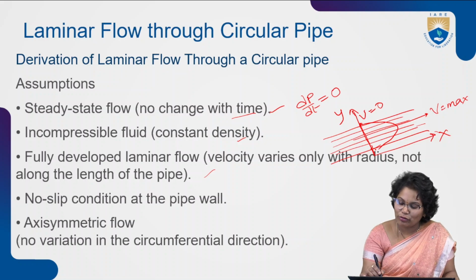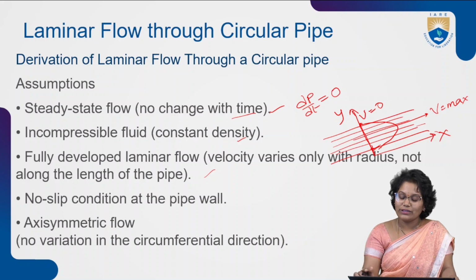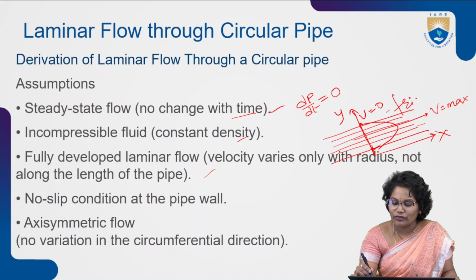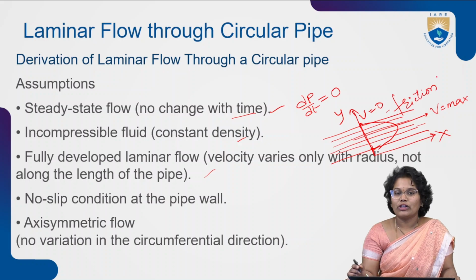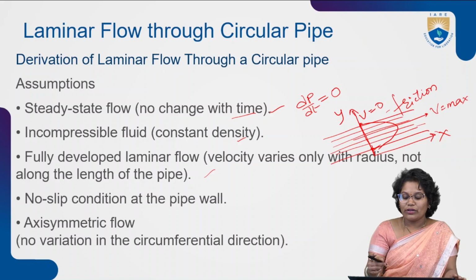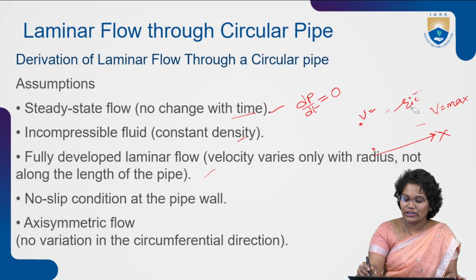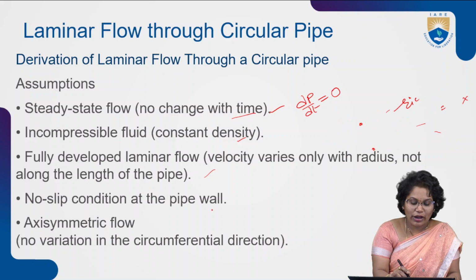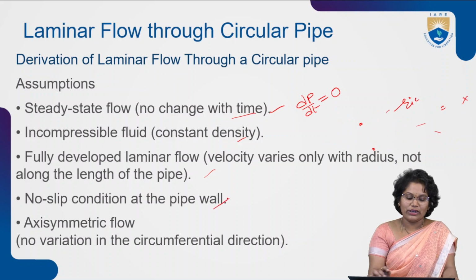At the boundaries of the flow, the velocity is 0. We also discussed that this is due to the friction loss, right? So the velocity varies only in the radial direction and not along the length of the pipe. Another one is the no slip condition.